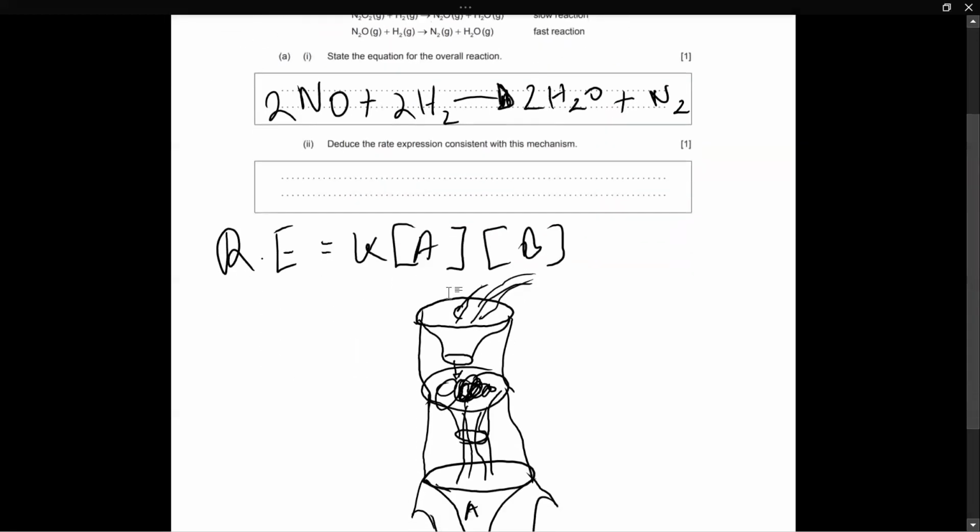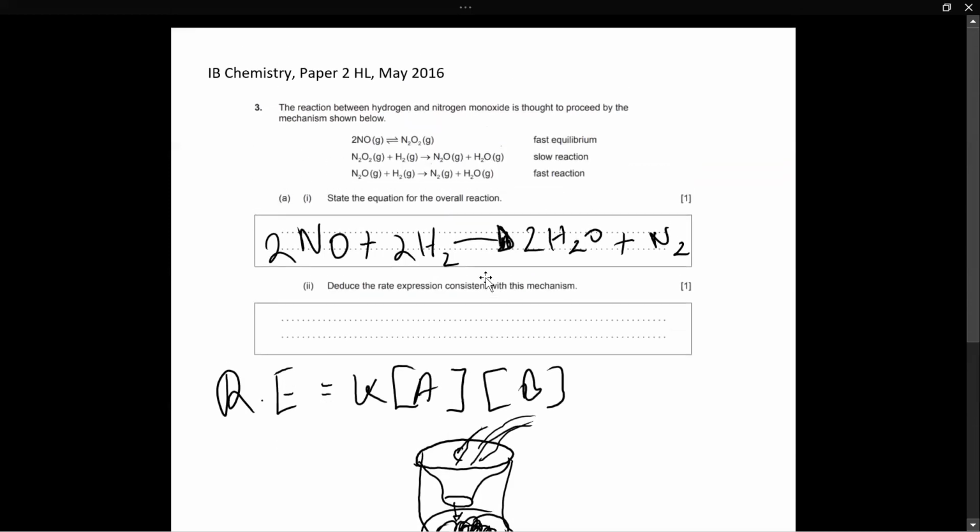And the slow reaction is the equivalent to funnel B in this case. It is the slow one. It is the one that determines how it's going to set pace to the reaction, basically. You can imagine it like that.